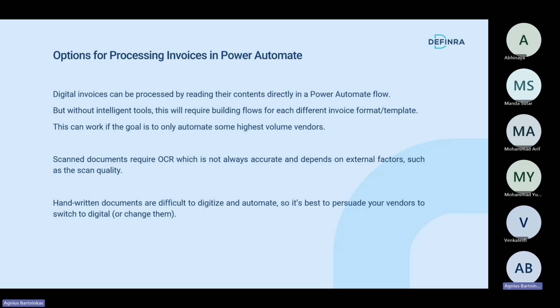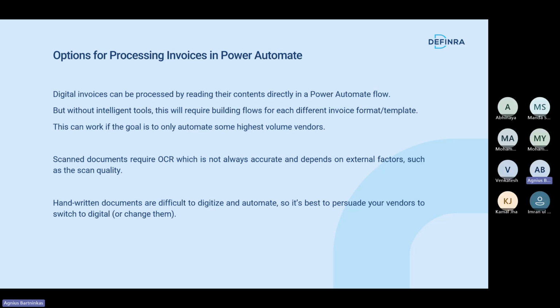And if we just want to build a flow that reads the contents and parses them without using any intelligence, we'll basically have to build a flow for every single one of them, which is okay-ish if we're tight on our budgets and we don't really want to automate all of our invoices, but the goal is basically to just automate the sum of the highest volume vendors. So basically only those vendors that issue the most invoices. As in, just picking up the low-hanging fruit.